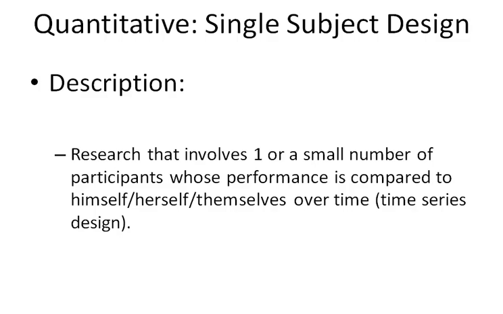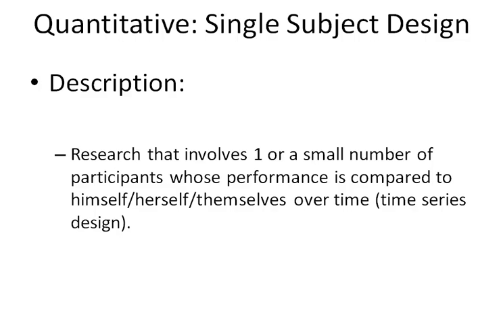Okay, so now we're going to move to the second kind of research that we're going to look at in this class, and it's single subject design. It again is quantitative research. Quantitative meaning data are collected in terms of numbers usually, but it's single subject design. So the number of participants is pretty small as compared to those large group quantitative studies. Single subject design is synonymous with what you'll sometimes see called single case design. Same thing. They mean the same thing. It's research that involves one or a small number of participants whose performance is compared to himself or herself or themselves over time. Sometimes it's called a time series design.